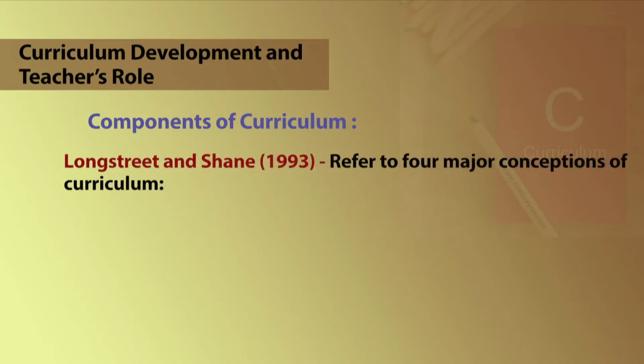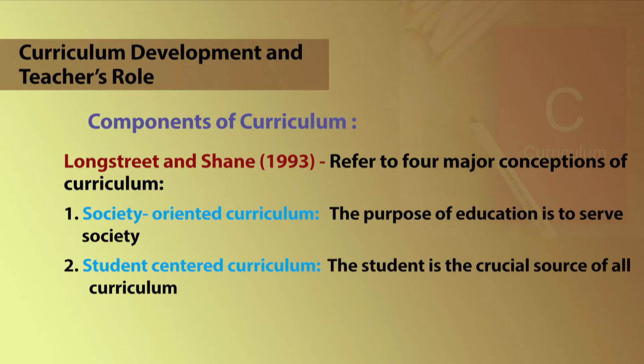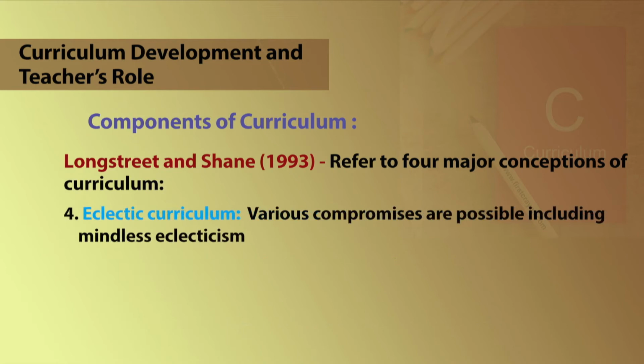Longstreet and Shen refer to four major conceptions of curriculum. Number 1, society-oriented curriculum, of which the purpose of education is to serve society. Second, student-centered curriculum, where the student is the crucial source of all curriculum. Third one is knowledge-centered curriculum, which tells that knowledge is the heart of curriculum. And fourth one is eclectic curriculum. It tells that various compromises are possible, including mindless eclecticism.